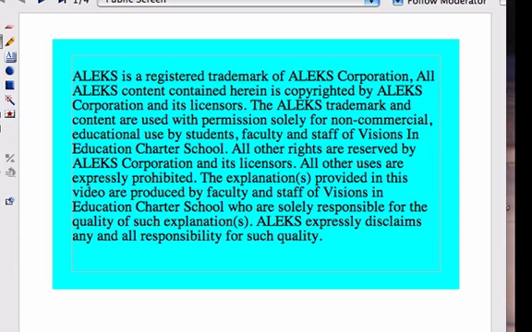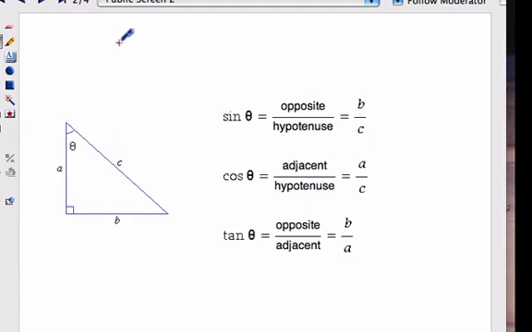Solving a right triangle. All right, so when you have a right triangle, there's a relationship between the sides and these other two angles here. So when you're trying to solve for a triangle, you need to know this relationship, SOHCAHTOA.